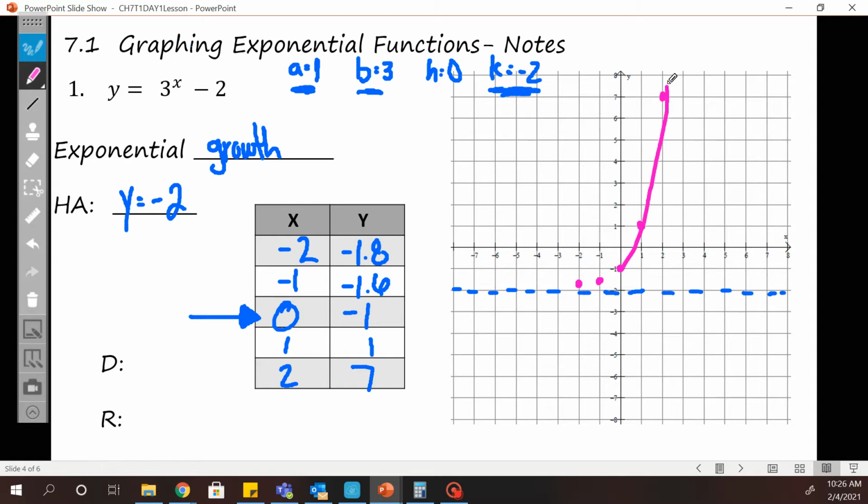So on the right side, it goes up very steeply, like this. On the left side, it comes down, gets very close to this dotted line, but never actually crosses it. So something like that. It gets closer and closer to it, but never actually crosses it. So our exponential looks something like this. And this is what most exponential functions will look like.